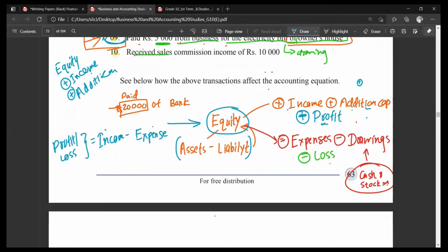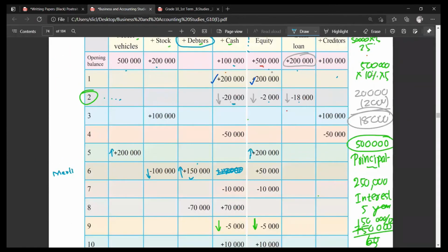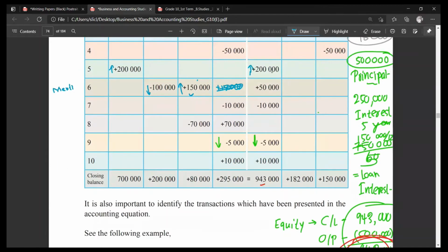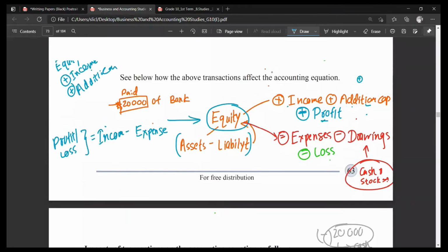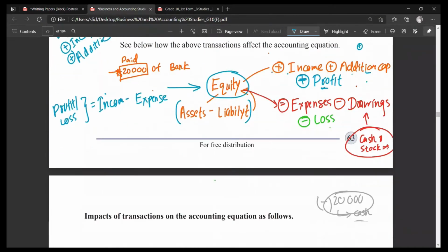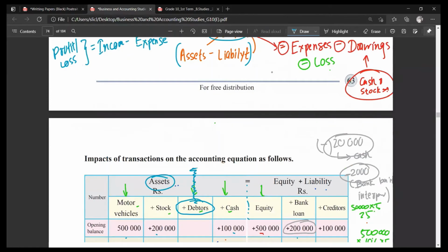So here, guys, the opening balance of the equity is 500,000 and our closing balance is 943,000. From 500,000 to 943,000, was it only income and expenses that affected the increase? No. So we can't take the difference of the opening and closing balances as the profit.